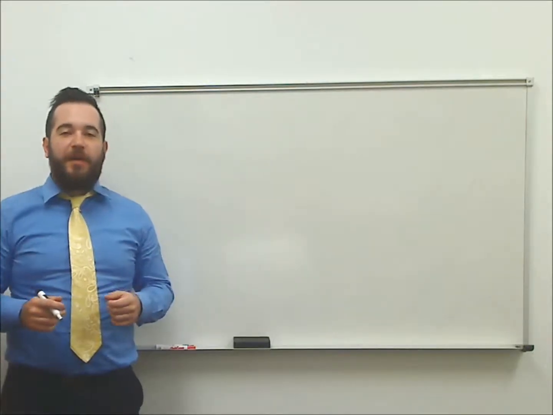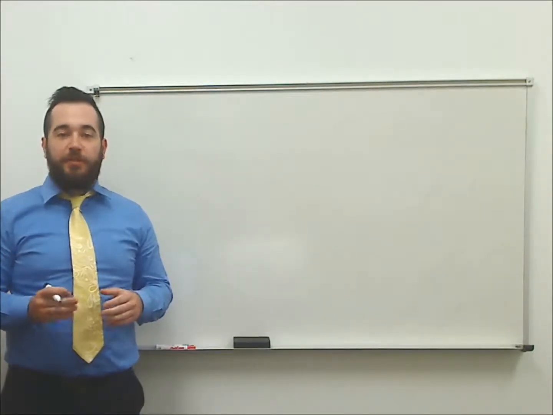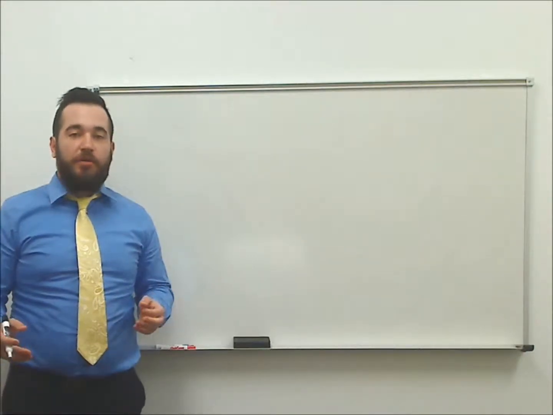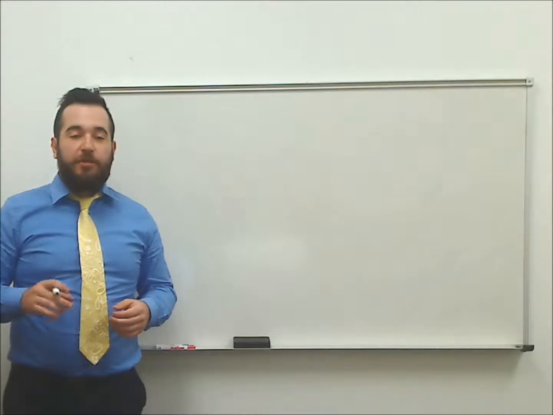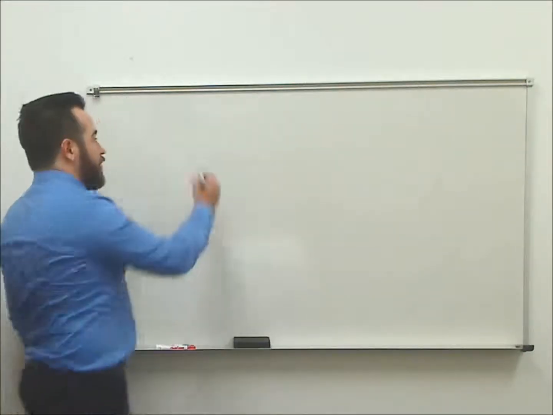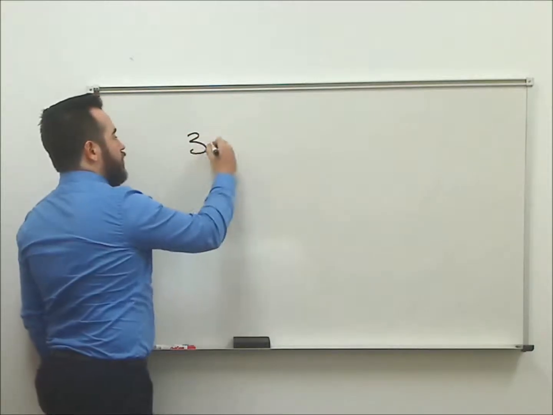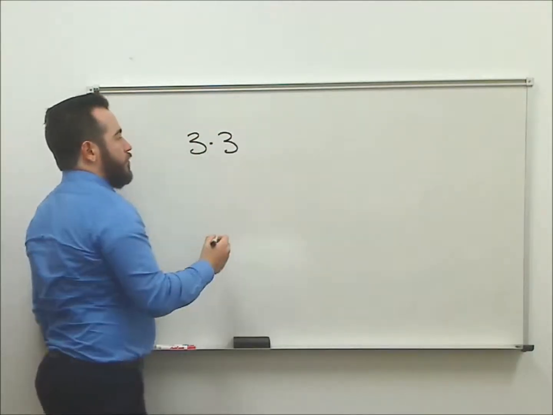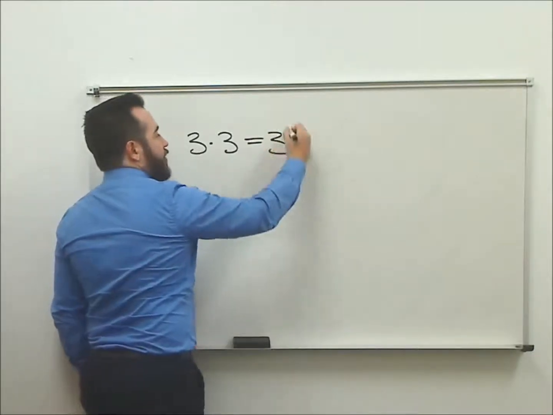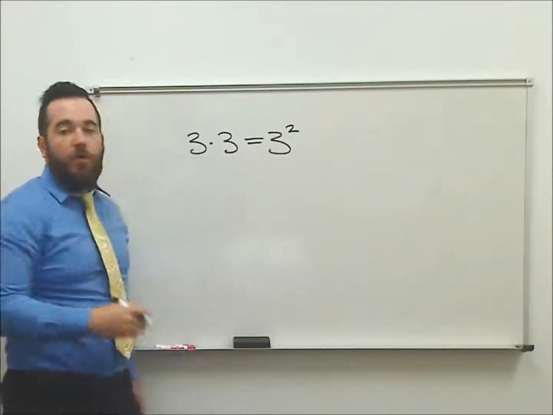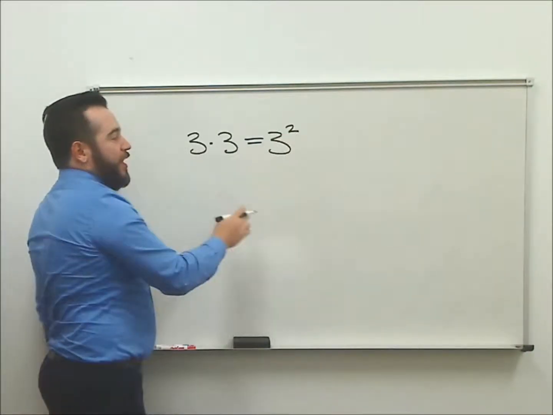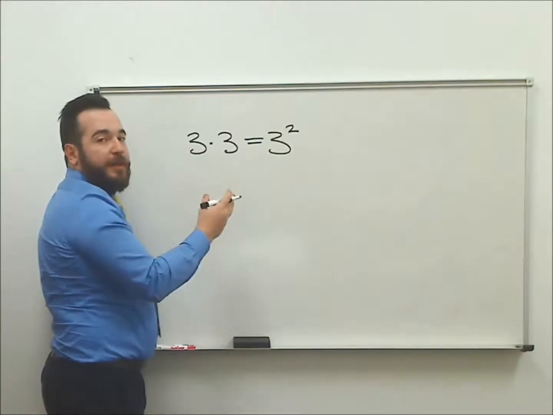Exponents are mathematical shorthand to express numbers that are multiplied by themselves multiple times. Once we write it down, we'll see a little bit better what it really is. Let's say we wanted to write 3 times 3. Well, an exponent can represent that as 3 squared, or 3 to the second. The exponent just means how many times a number is multiplied by itself.